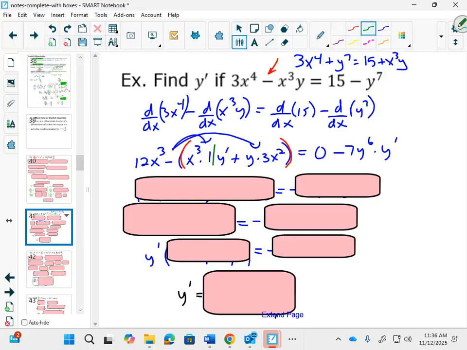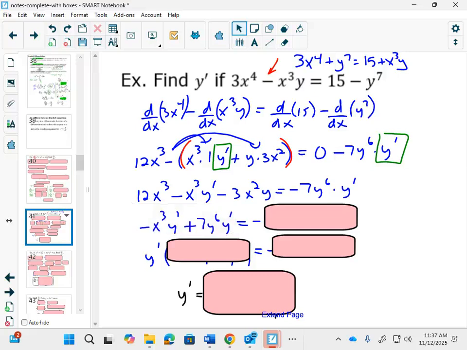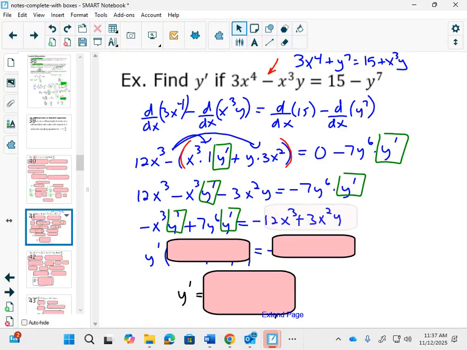So after all of this, I'm going to take out a green square here, and I notice there's y prime in 2 spots. I need to get y prime by itself, because that's what this question was asking for. So I'm going to distribute that negative, and then I'm going to put all of my terms with y prime on one side of my equation. Here's my y prime. Here's my y prime. Now I've moved both of those terms to the same side. Everything without a y prime, I'm moving to the right-hand side.